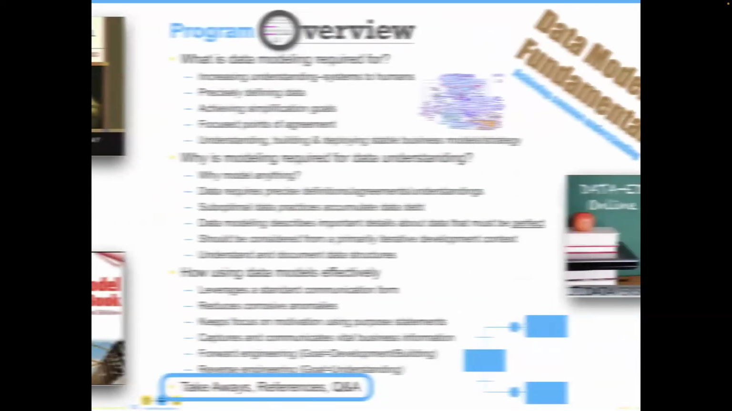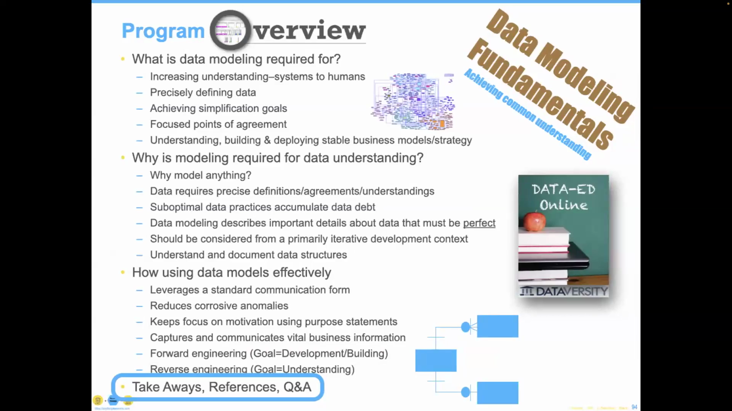So we spent quite a bit of time here looking through these things. Again, understanding what is data modeling required for. It's a communication tool. It's also a communication tool between business and technical people, and also our technology. Those three pieces make it a little bit more challenging, which means we have to be very precise about what we're doing, achieve the simplification goals that we're trying to do, focusing in on some very specific points of agreement, and building and deploying stable business models that support the organizational strategy.